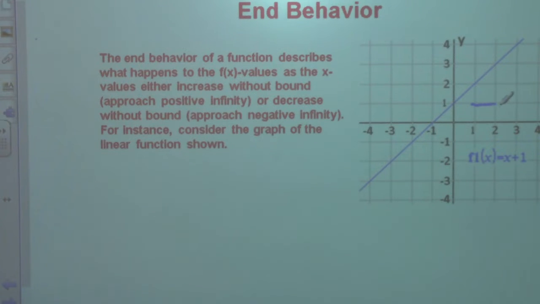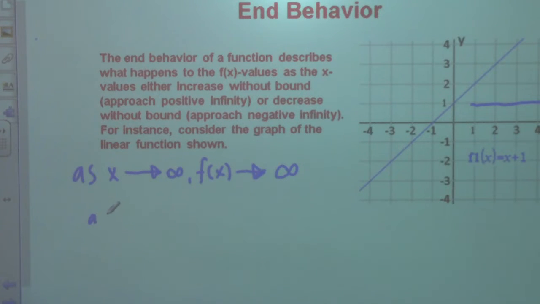As we're going in this direction, as x gets bigger, what's happening to the value of the function? Increasing, right? So the way we would articulate this, we would say as x is approaching infinity, comma, f of x is approaching what? Infinity also, right? So this represents our end behavior as x approaches infinity.